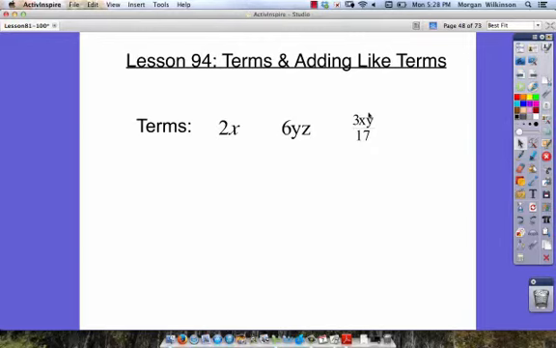Lesson number 94 is about terms and adding like terms. Now, in this lesson we need to define what a term is, and the easiest way to do that is with some different terms. So here we go.